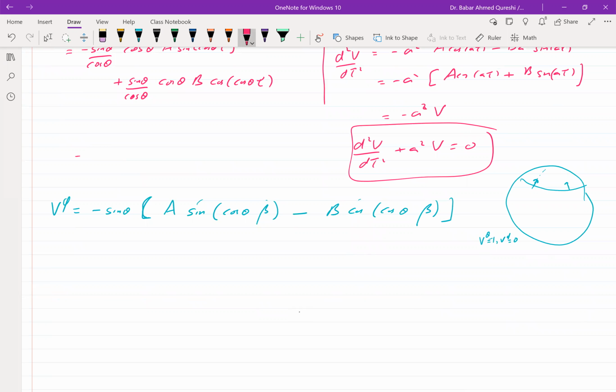But if I check at theta is equal to pi by 2, then cosine theta is 0. This thing is 0.